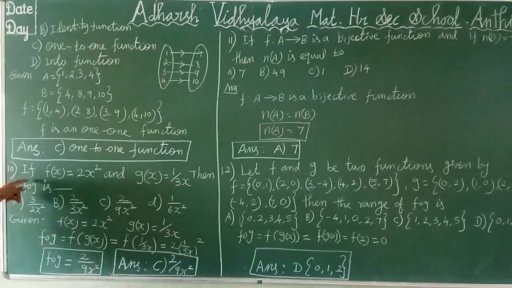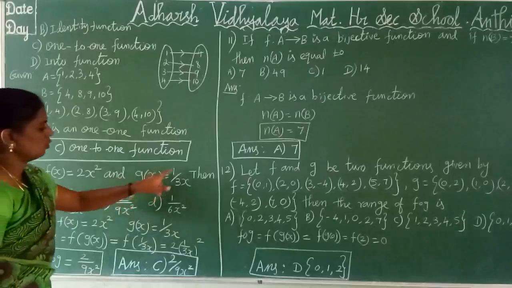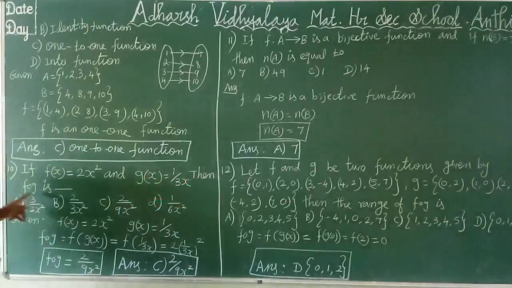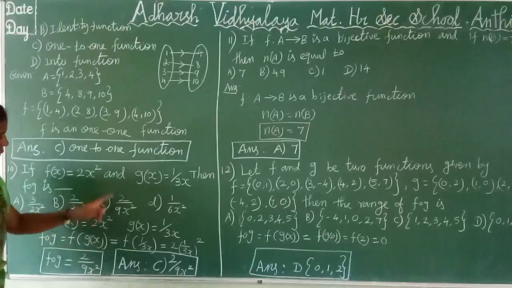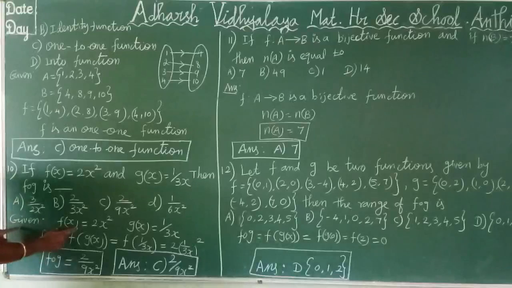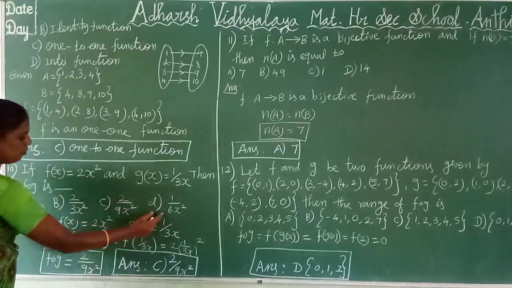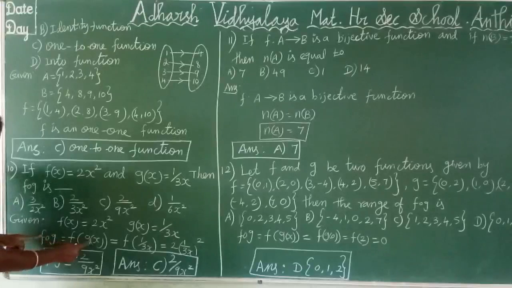Next, tenth. If f(x) = 2x² and g(x) = 1/3x, then f composition g is: option A, 3/2x²; B, 2/3x²; C, 2/9x²; D, 1/6x². Here f(x) is given as 2x², g(x) is given as 1/3x. How do we find f composition g? f composition g is equal to f of g of x.